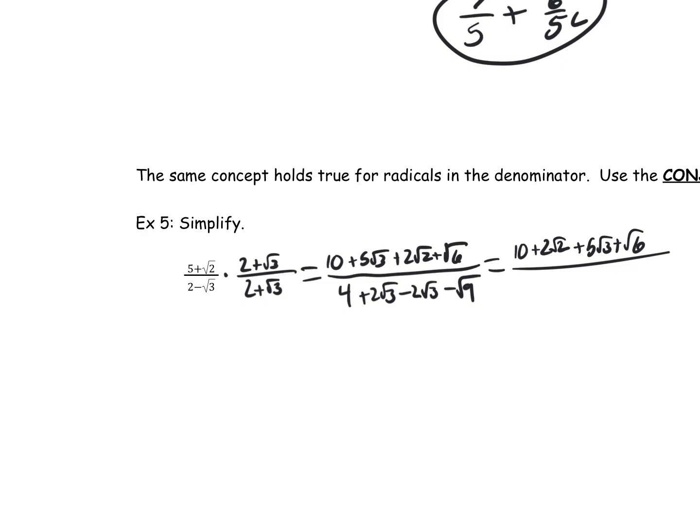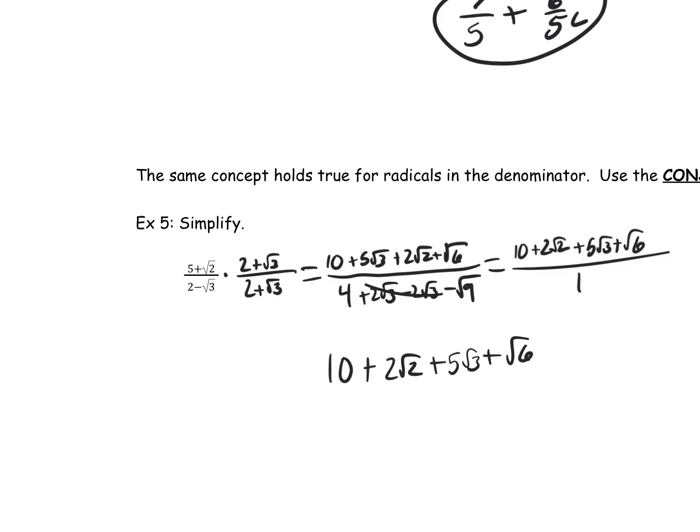On the bottom, though, there's lots I can do, right? Those cancel out. And the square root of 9 is 3, so this is 4 minus 3. So that's over 1. So this is just our final answer. 10 plus 2 square root of 2 plus 5 square root 3 plus the square root of 6. And that's as simple as it gets. I cannot simplify that any further.